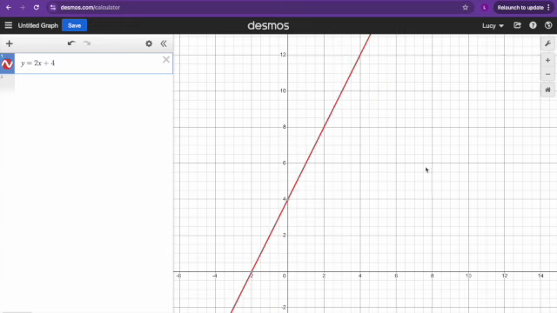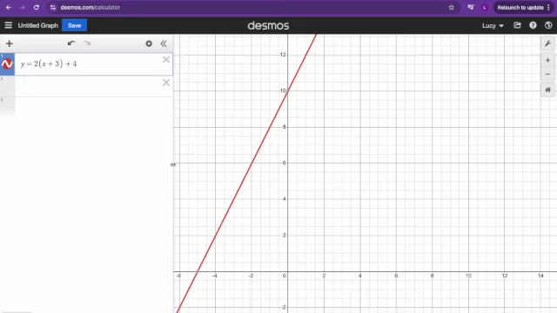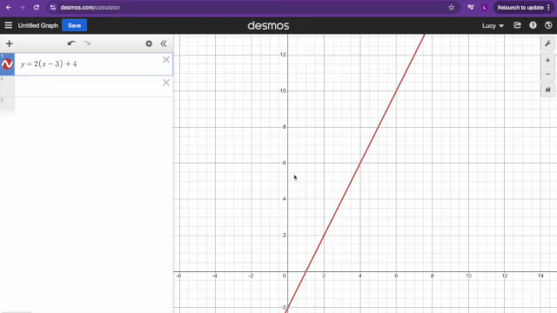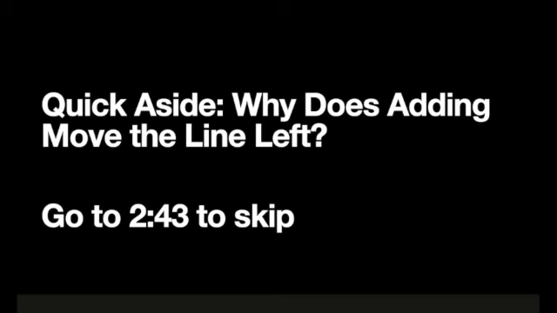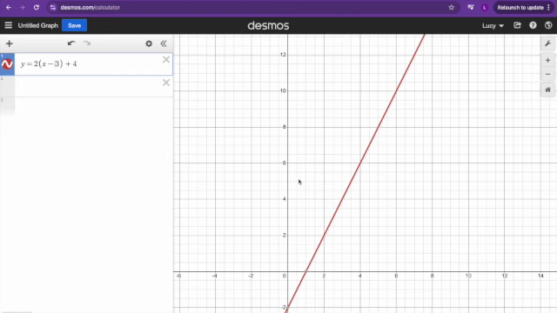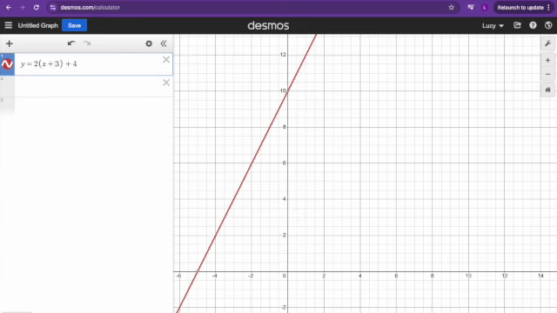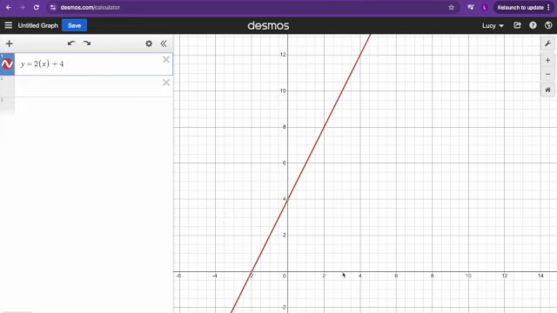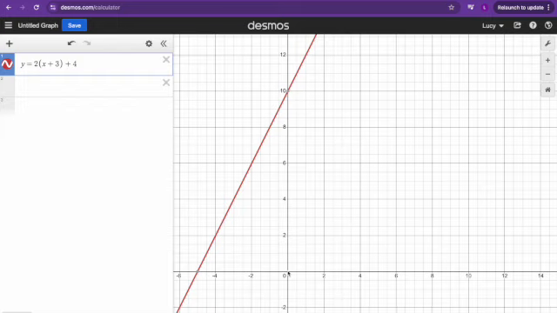But there are lots of other instructions we can give that move the line around in different ways. For example, if I add 3 to the x-coordinate, then I move the line 3 to the left. If I subtract 3, the line moves 3 to the right. A lot of people find it unintuitive that by adding 3, we're moving the line to the left. They think it should be the other way around. One way to think about it is that the y value I get when I plug in 3 normally, which is going to be 10, when I add 3, that's now going to be the y value I get when I plug in 0. So it moves the whole line to the left.